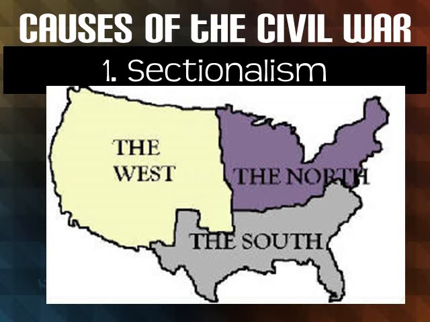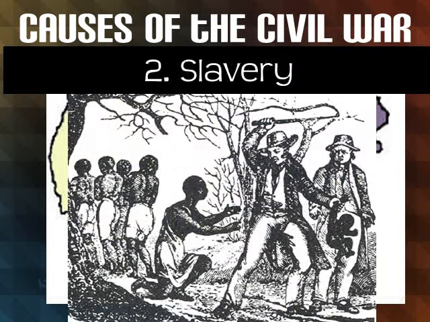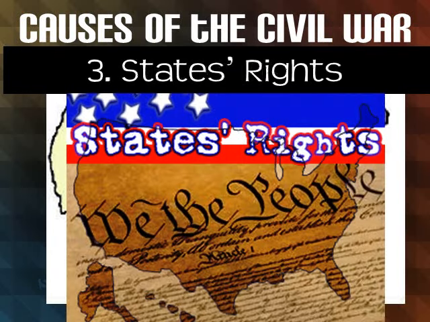So number one cause, sectionalism. Number two, slavery was an issue. And number three, states' rights. Whether states had rights to do certain things and whether the federal government could demand them to do other things. So these are the three main causes of the Civil War.